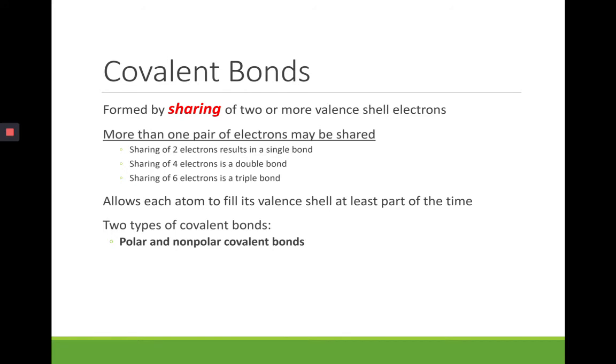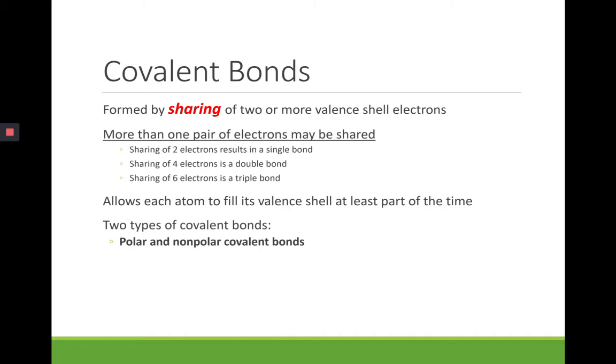Next, we're going to look at covalent bonds. If ionic bonds transfer, and that's the key word there for ionic bonds, covalent bonds share electrons. So ionic bonds transfer electrons, covalent bonds share. We can share 2 electrons, which is 1 pair of electrons, to create a single bond. We can share 4 electrons, which is 2 pairs of electrons, to create a double bond. Or we can share 6 electrons, which is 3 pairs of electrons, to create a triple bond.